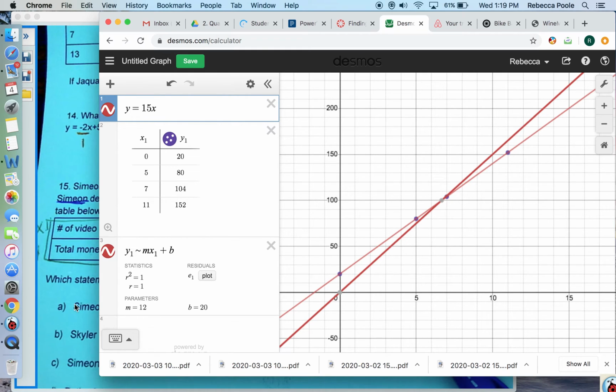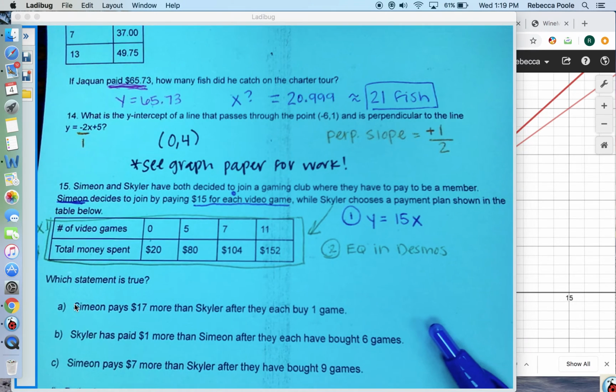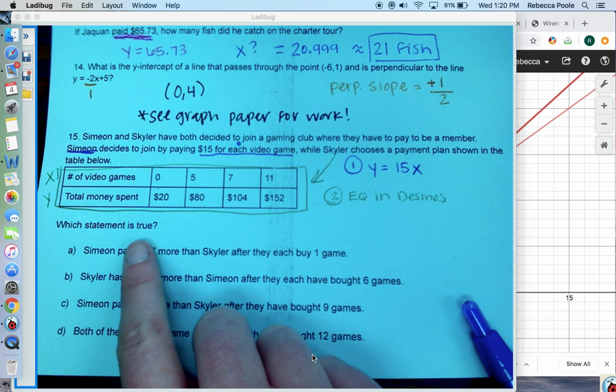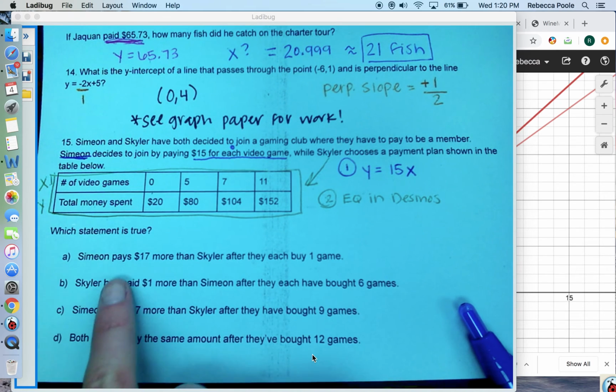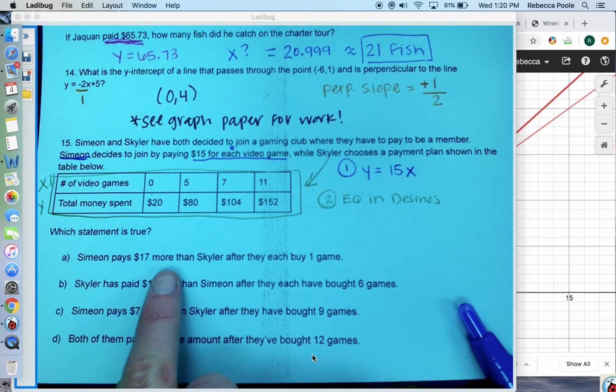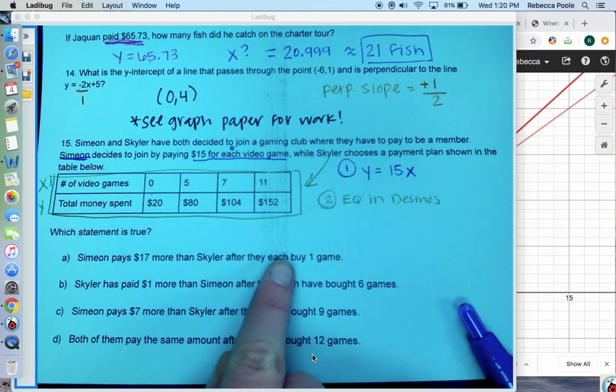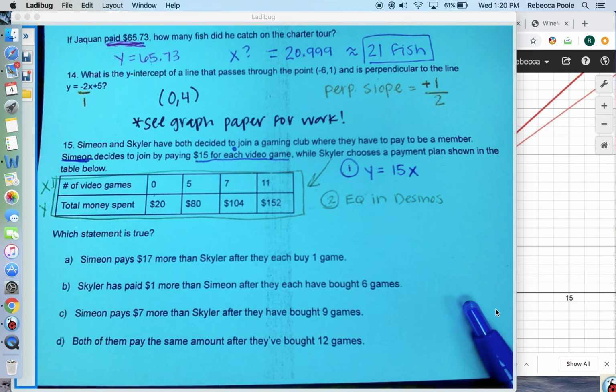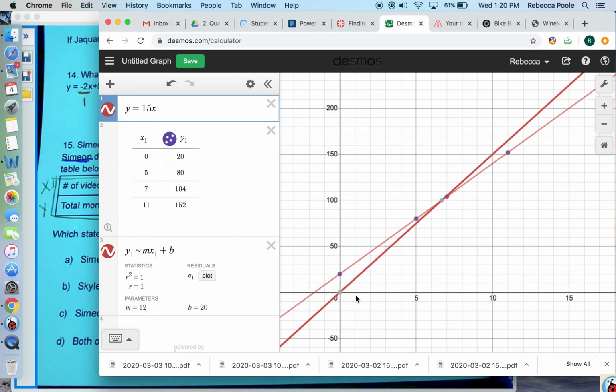Alright, so let's go look at what the question's actually asking us to find. So we've got Simeon and we've got Skylar on our graph so we can compare them. Now this question says which statement is true. So it says Simeon pays $17 more than Skylar after they each buy one game. So let's go look on the graph where they each buy one game.